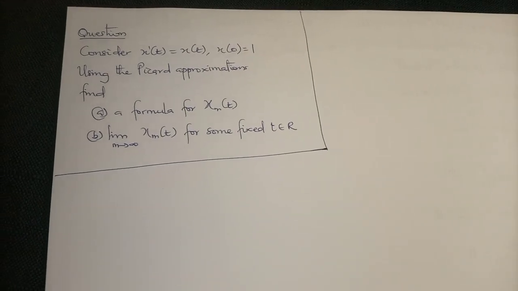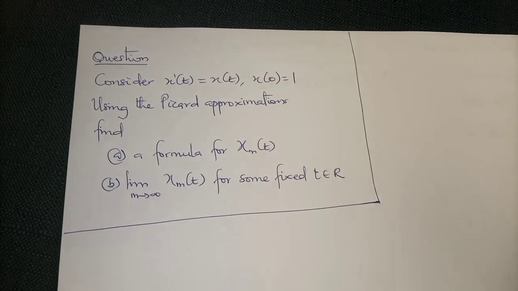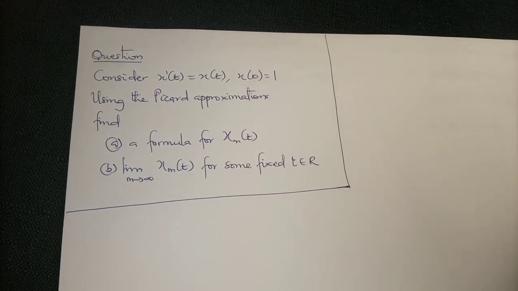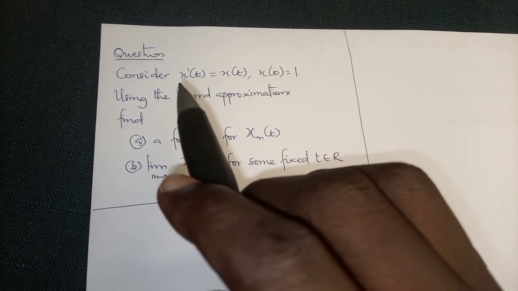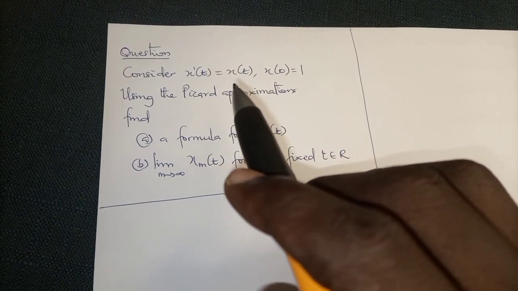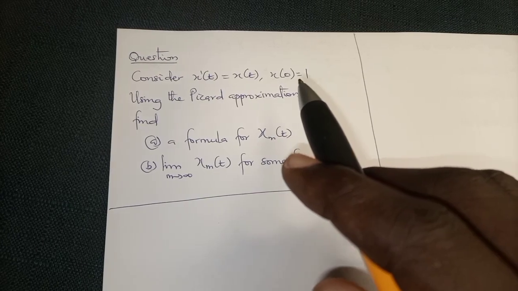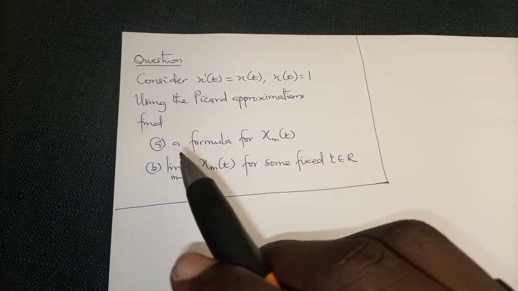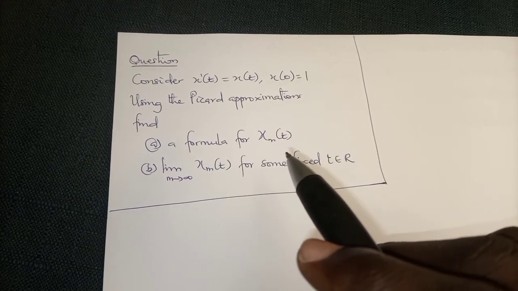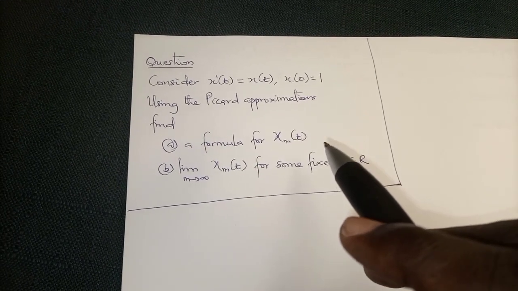Hi guys, in this video we'll be looking at the Picard approximation. So let's consider this question: x prime of t equals x of t, x of 0 equals 1. Using the Picard approximation, find a formula for x subscript m of t.